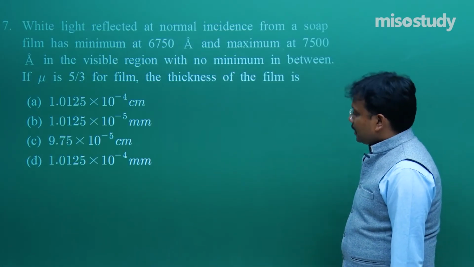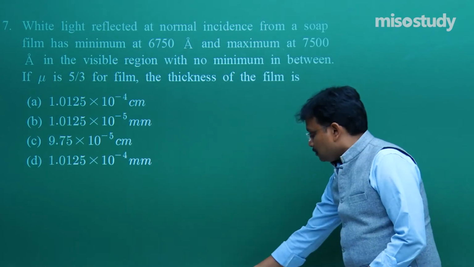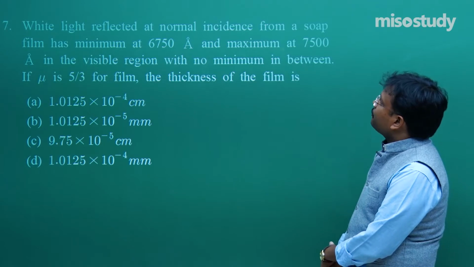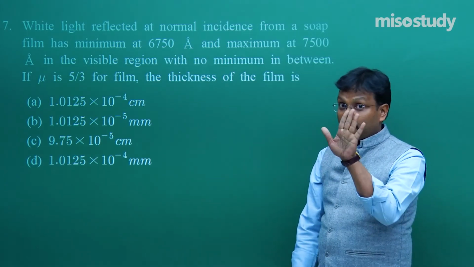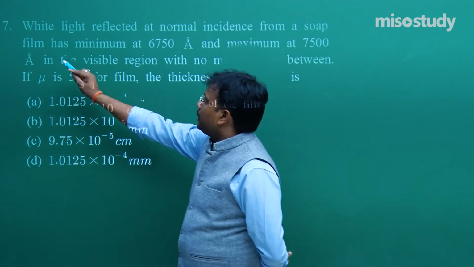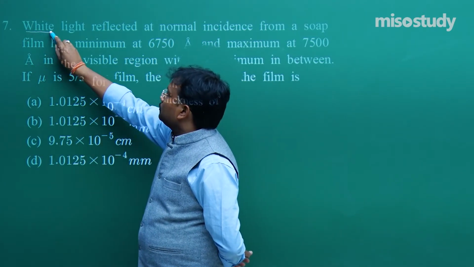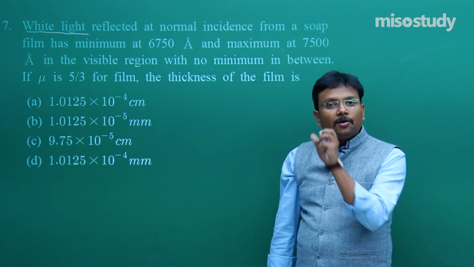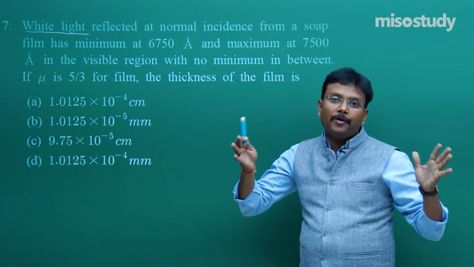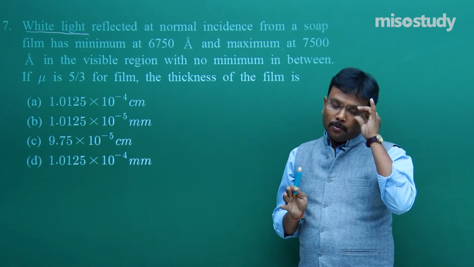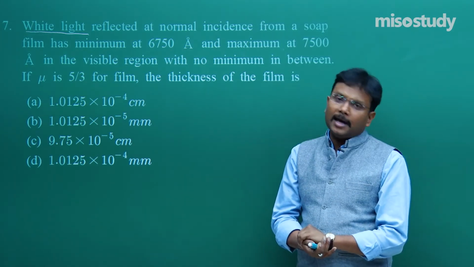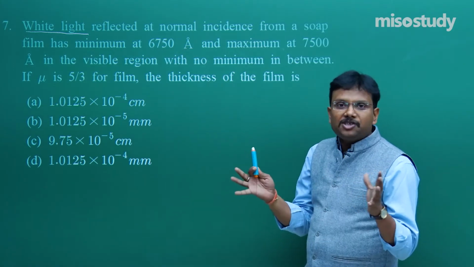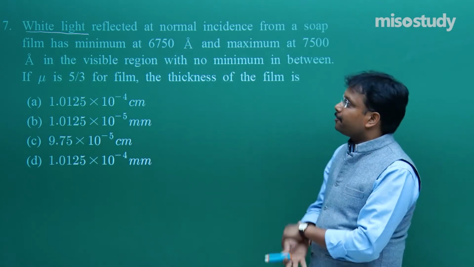Here is your next question. White light reflected at normal incidence from a soap film. First thing, white light. White is important. White light means a combination of various wavelengths. So, the moment you are reading these types of problems, you should take care of these statements, that is, the meaning of white light. White light means a combination of various wavelengths.